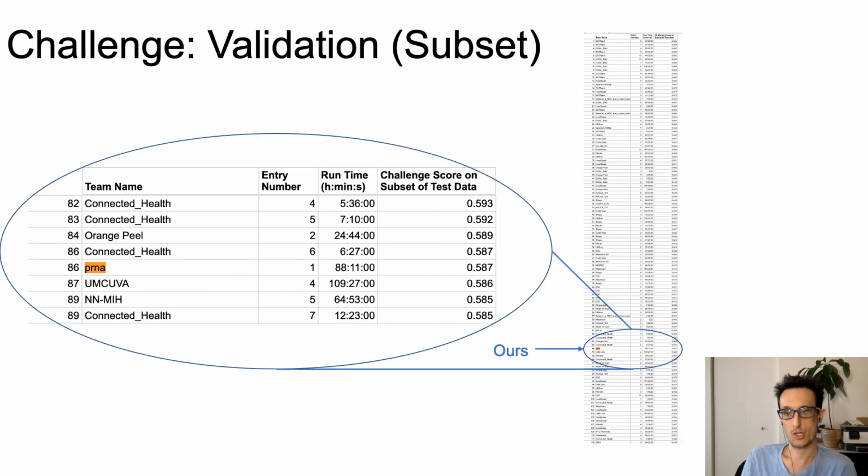So once we had trained up a model and we were happy with its performance locally, then we would make a submission to the challenge server and have it be run on just a small set of the held out test set. There's a challenge leaderboard and you can see how your entry is doing. So our team was PRNA. We only made one entry, and when we did so, we were not too encouraged. In particular, we were coming in at place 86.